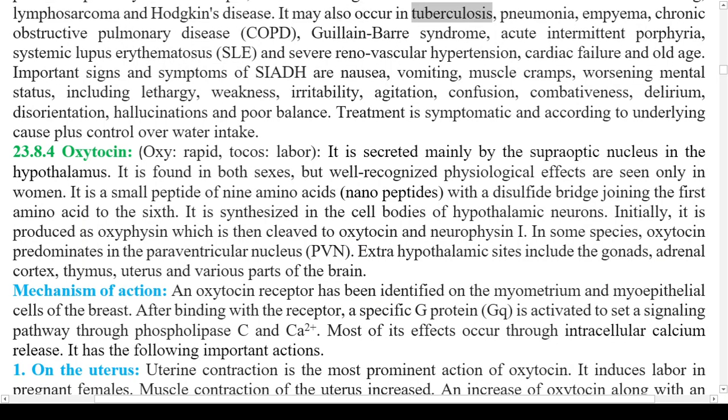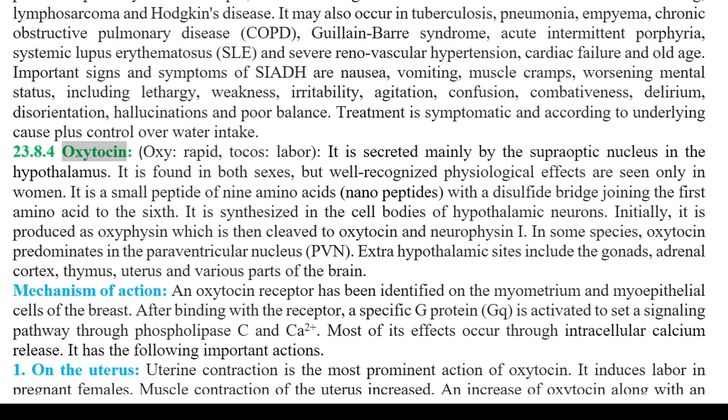It may also occur in tuberculosis, pneumonia, emphysema, chronic obstructive pulmonary disease, COPD, Guillain-Barré syndrome, acute intermittent porphyria, systemic lupus erythematosus, SLE, and severe renovascular hypertension, cardiac failure, and old age. Important signs and symptoms of SIAD are nausea, vomiting, muscle cramps, worsening mental status, including lethargy, weakness, irritability, agitation, confusion, combativeness, delirium, disorientation, hallucinations, and poor balance. Treatment is symptomatic and according to underlying cause plus control over water intake.